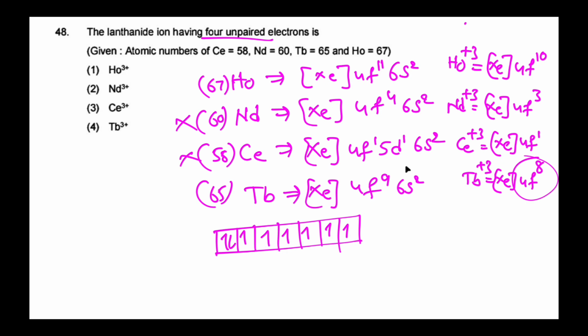Still 6. Here 10 is there: 1, 2, 3, 4, 5, 6, 7, 8, 9, 10. Now 4 unpaired electrons are there, n is equal to 4. So 4 unpaired electrons are present in holmium. Holmium is the correct answer.